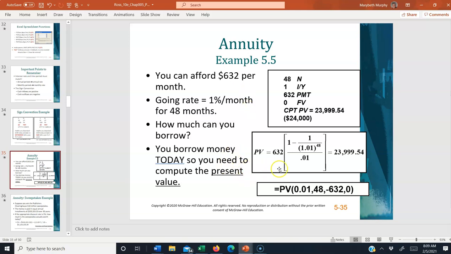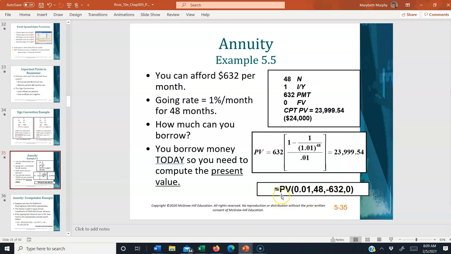Using the formula approach, we would put in the payment, the 632, times 1 minus 1 over R, which is 1.01, because that's the interest rate, to the 48th power, that's for 48 months, divided by the R, which is 0.01. If you go through all the math, that'll give you 24,000.